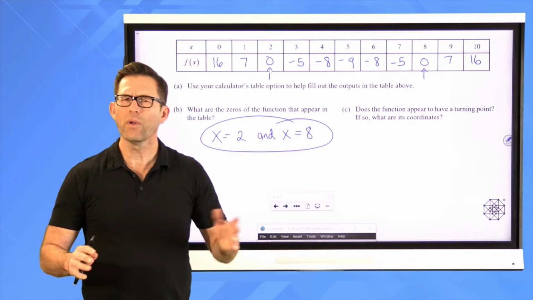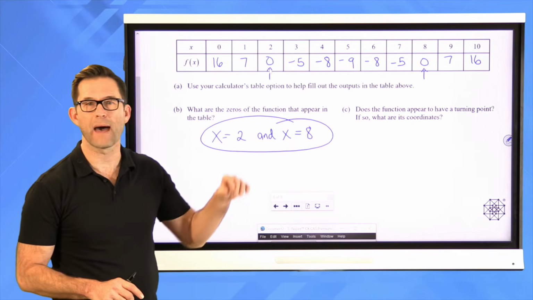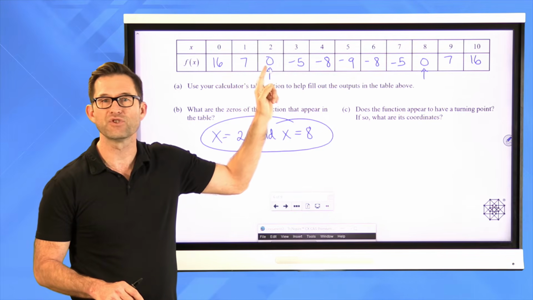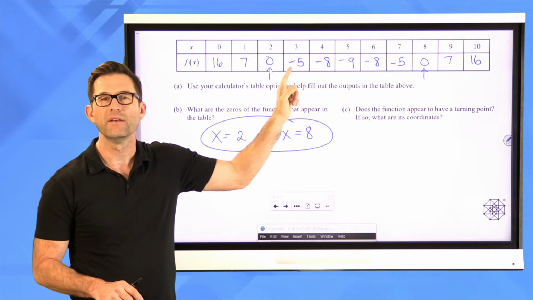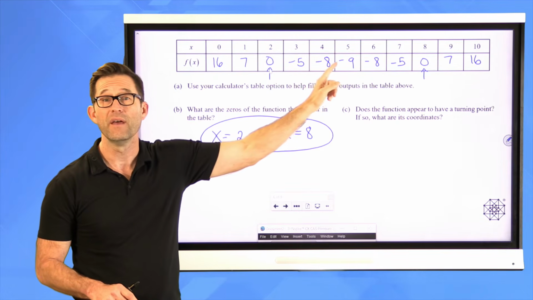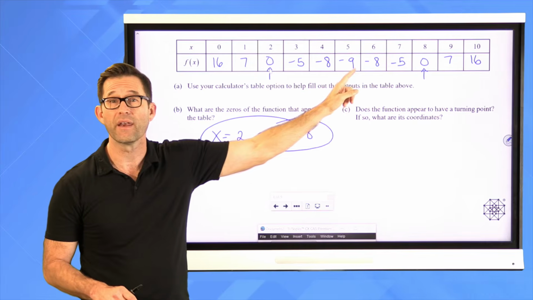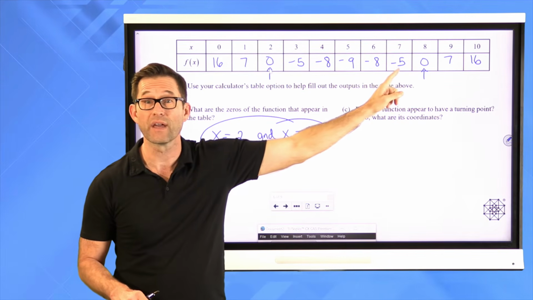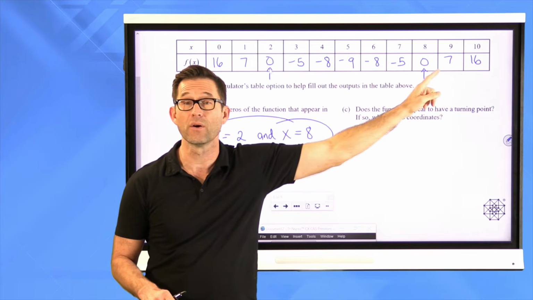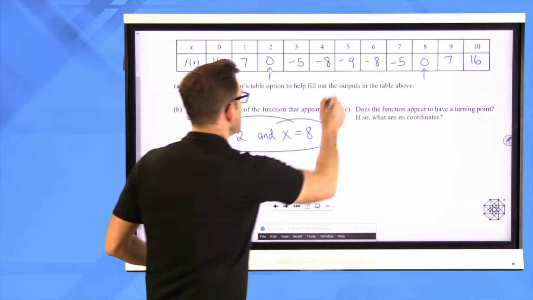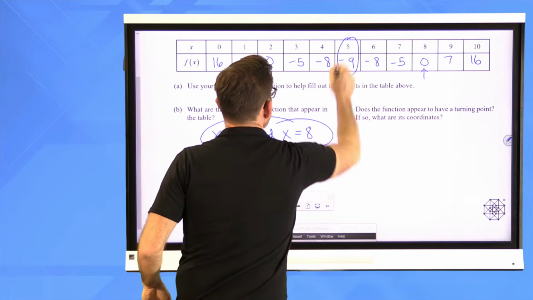All right, well, let's take a look at the outputs and see what's happening. We have an output of 16, which decreases to an output of 7, which decreases to 0, decreases to -5, then decreases to -8, decreases to -9, increases to -8, increases to -5, increases to 0, etc. Where did that change happen? That change happened right here.